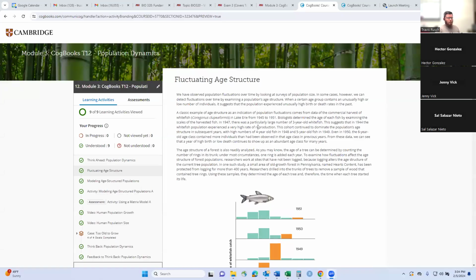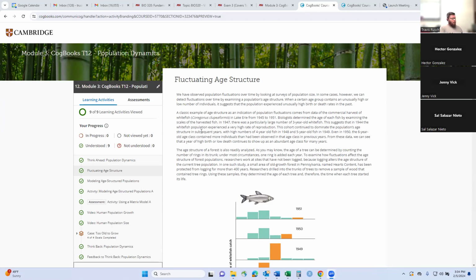Yeah, okay, why don't I share my screen then? And we can get started, and we'll go over both T12 today and T13, and that'll get us through all of the Cogbooks materials related to exam 3. All right. My screen showing up for Cogbooks, right?